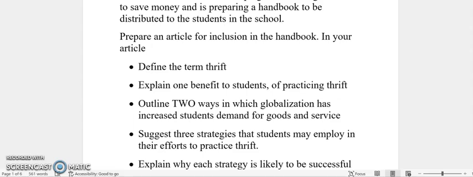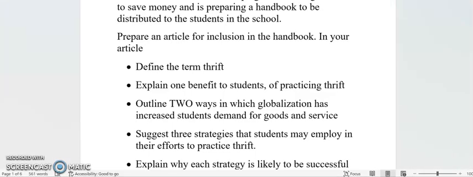The first thing the question is asking us to do is to define the term thrift. Do you remember what the term thrift means? And students, before we start writing our essay, remember that each question should be answered in a different paragraph. Only answer what the question is asking you for. Do not add anything to the question. Answer what the question is asking you for. And remember, the essay carries a total of 20 marks.